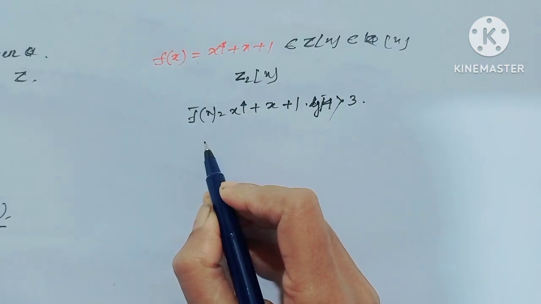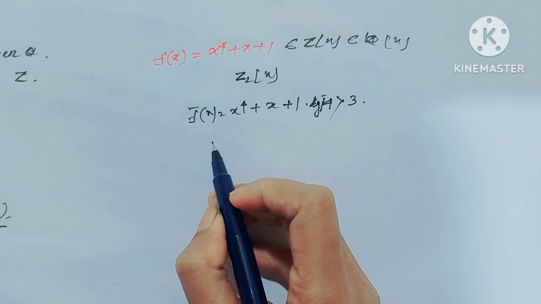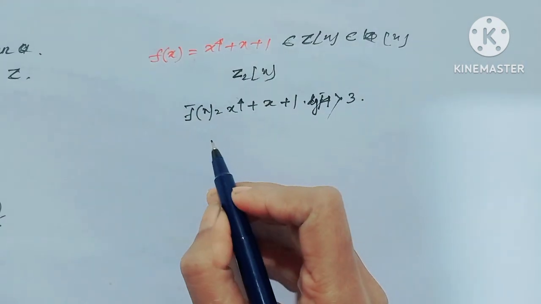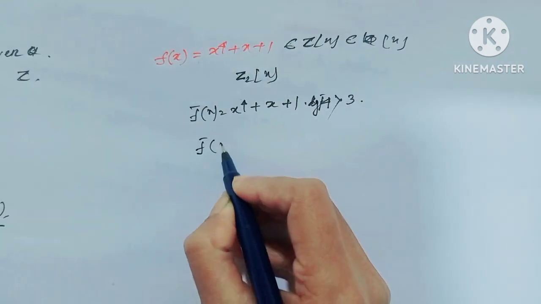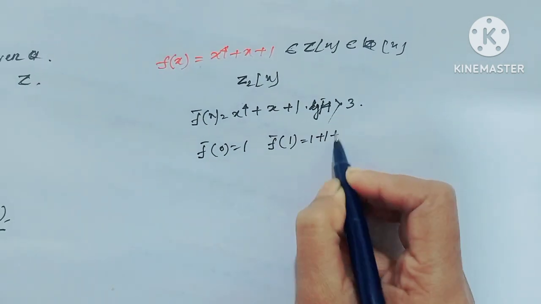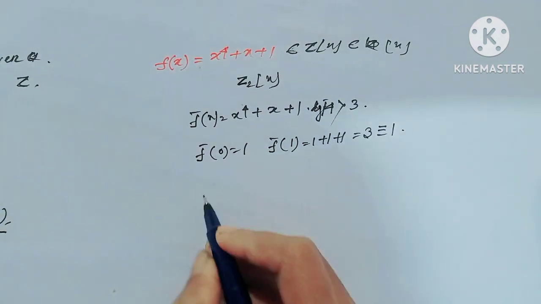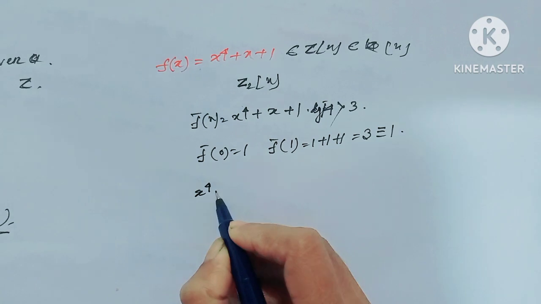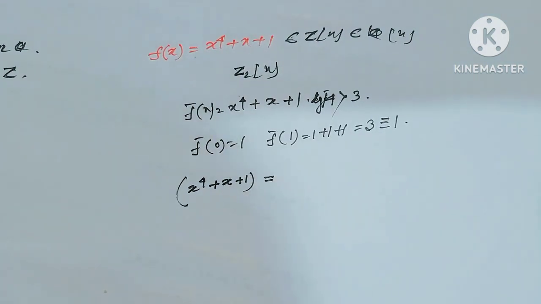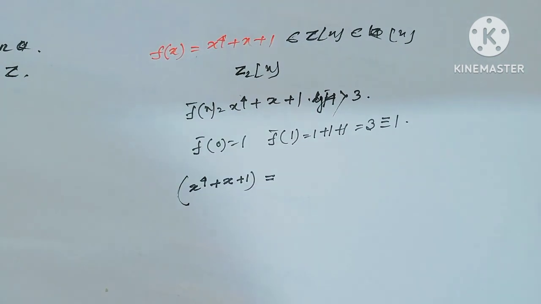So we cannot guarantee whether the polynomial is reducible or irreducible by the root test. Notice here f bar 0 equals 1 and f bar 1 equals 1 plus 1 plus 1, which is equal to 3, and 3 is congruent to 1. Then x to the power 4 plus x plus 1.